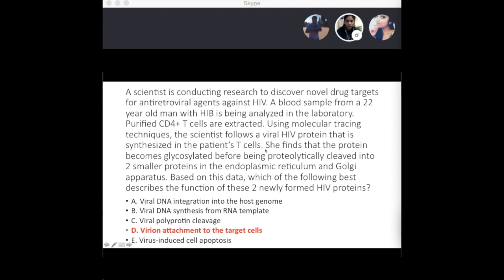It just sounds like if they're talking about something being glycosylated and then proteolytically cleaved, it has to do with the 160. And if it's being cleaved into two products, it's the 120 and 41, and these have to do with attachment of the virus. So that'll give you that answer choice. Viral attachment, because that's their initial role, and what it would be for further infection, further infecting other cells. And that's all I got for you guys.